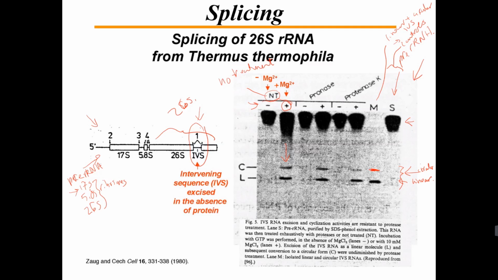In the absence of magnesium, nothing was excised. So the IVS was not removed. Okay, so that was key. So the one thing that did come out of the experiments, you actually need magnesium to carry out catalysis. Okay, we already know it's essential for its structure, so that is one role.